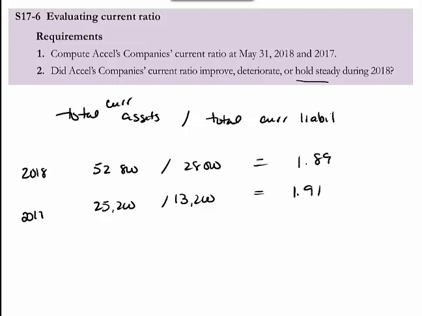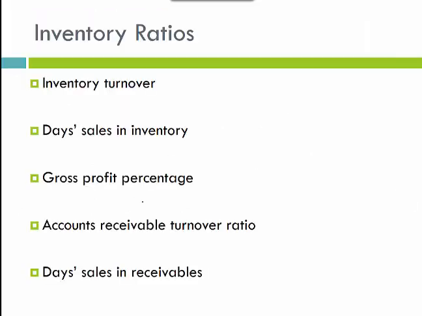That's a very common measure, and again, somebody looking to loan them money would be interested in that because it measures your ability to pay your current liabilities with your current assets. So 1.9 means they have almost twice as many current assets as they do current liabilities. That's basically what that's telling you.